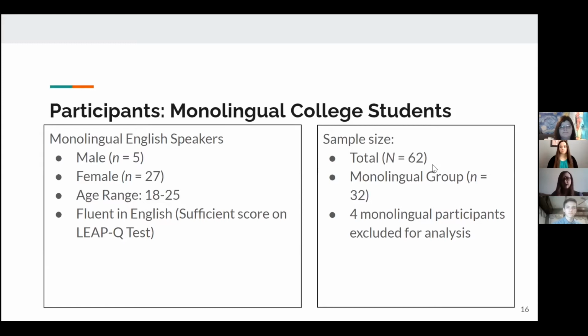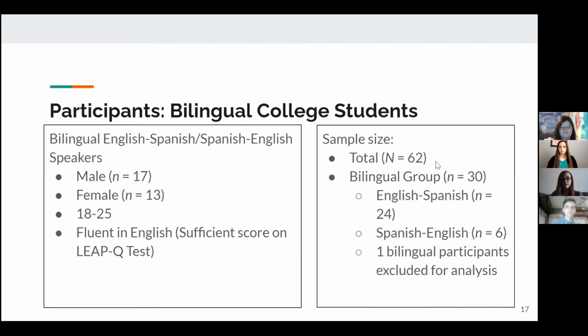And shown here is our monolingual participants, in which we had 32 total, 5 males and 27 females. 4 participants from this group were excluded from our analysis because they were outliers in our data. As stated before, the participants were recruited from the college age population of 18 to 25.